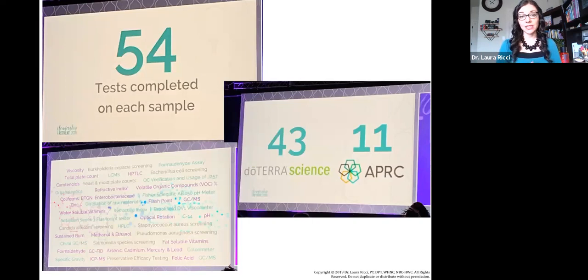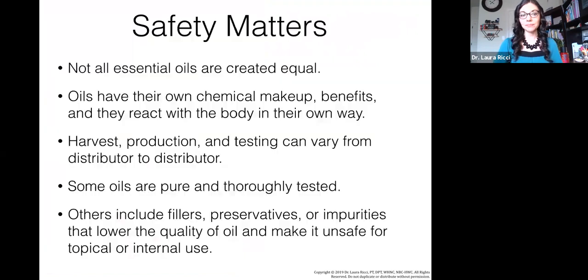This is very different from getting stuff at the health food store or the mall, and this is very important when we're talking about topical use, because what we put on our skin gets absorbed into our bloodstream, and we're going to talk about that. So safety really does matter, and I want you guys to know that not all essential oils are created equally. Oils have their own chemical makeup, and they react with the body in their own way, and everything from the way that that oil was harvested, or the plant was harvested, the production, the testing, that's going to vary from different companies. And some oils are pure and thoroughly tested, but unfortunately, 95% of the oils that are sold on the market are adulterated, are synthetic fragrances.